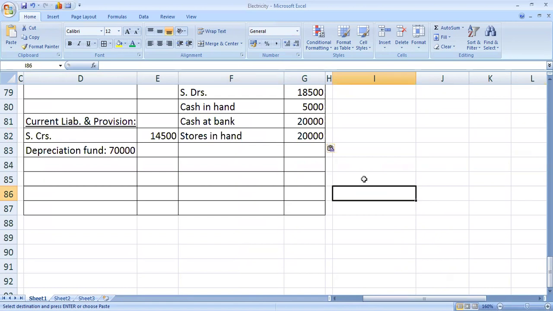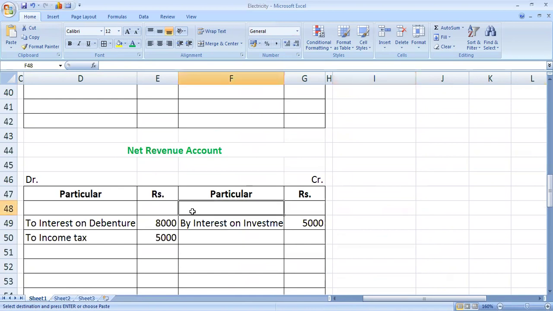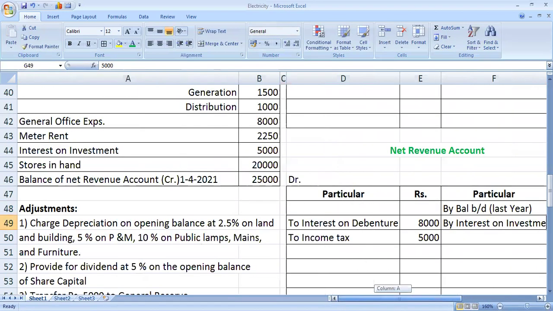Next, balance of net revenue account, credit, 1st April 2021, that is 25,000. Means opening balance of net revenue account, hence the effect goes to the net revenue account credit side, by balance brought down (last year), rupees 25,000. This is the trial balance over.